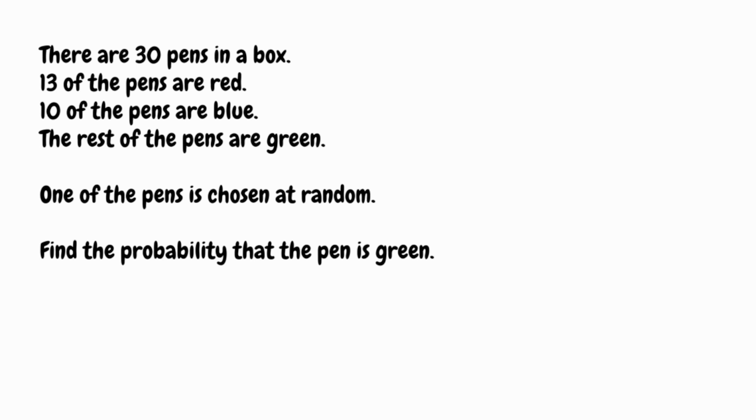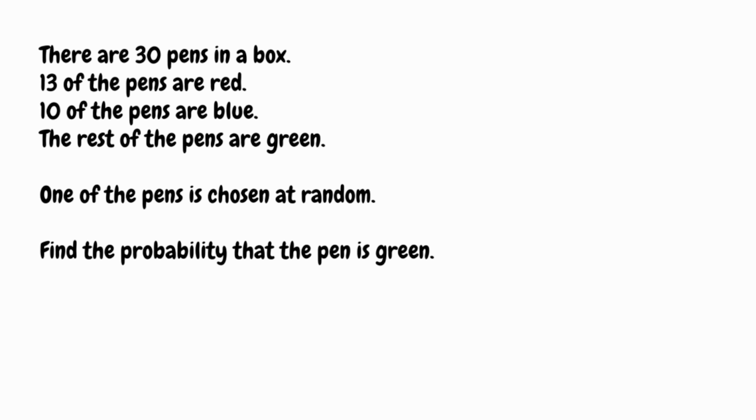Okay, for this next question, we have that there are 30 pens in a box, 13 of the pens are red, 10 of the pens are blue, the rest of the pens are green. One of the pens is then chosen at random. We need to find the probability that the pen is green. So again, to find the probability, we first need to find out how many green pens there actually are in the box. So we're told how many red and blue pens there are. We're then told the rest are green.